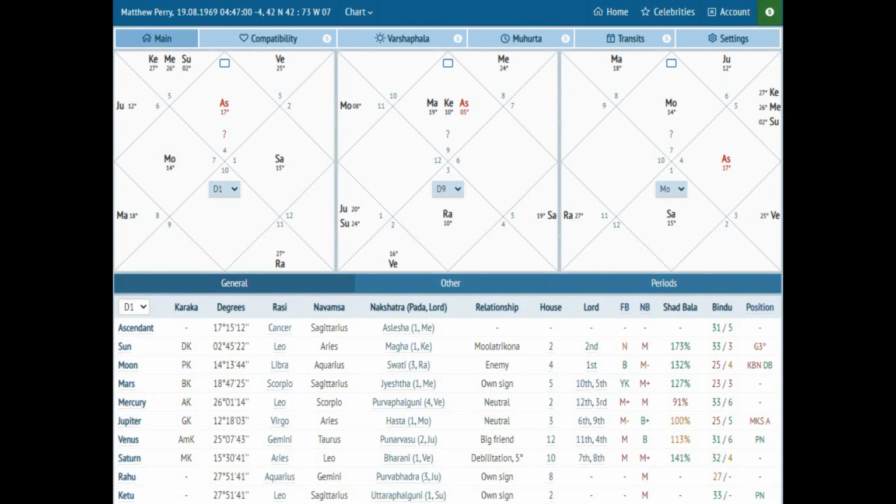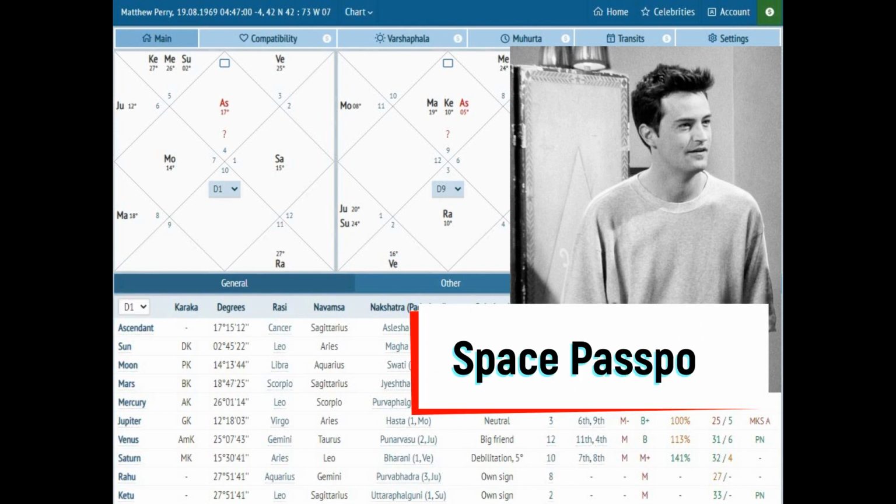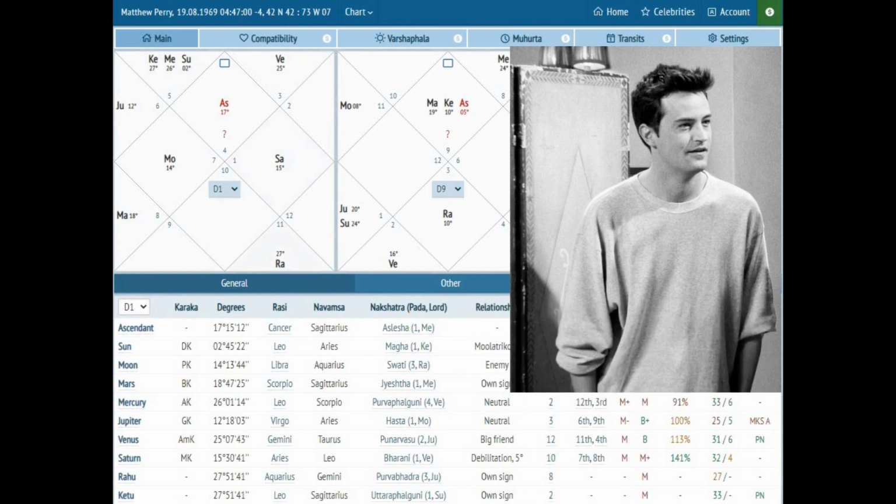Okay, hi guys. So today I'm going to go through the birth chart of Matthew Perry. You can call it a birth chart or a natal chart, but I like to call it a space passport, because when you are born, you have this placement of different planets in your card, in your space passport. So actually, you can do it by yourself.